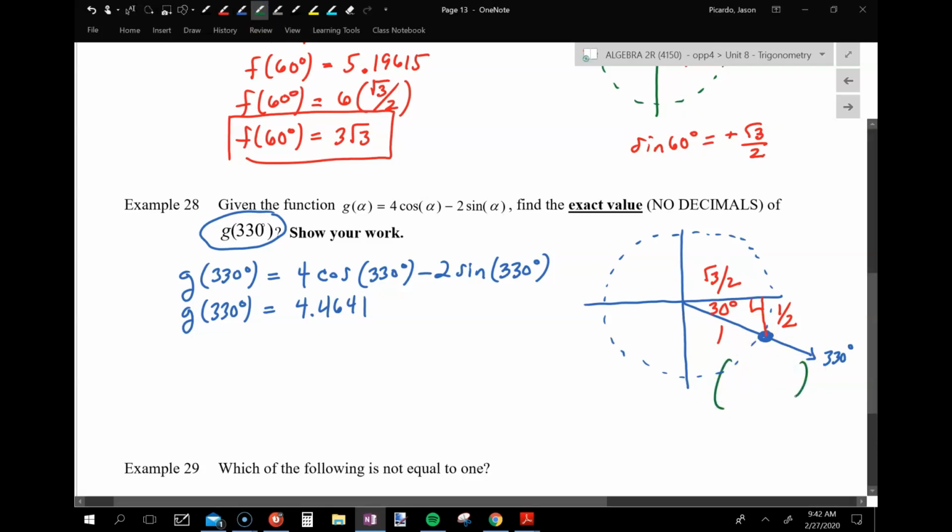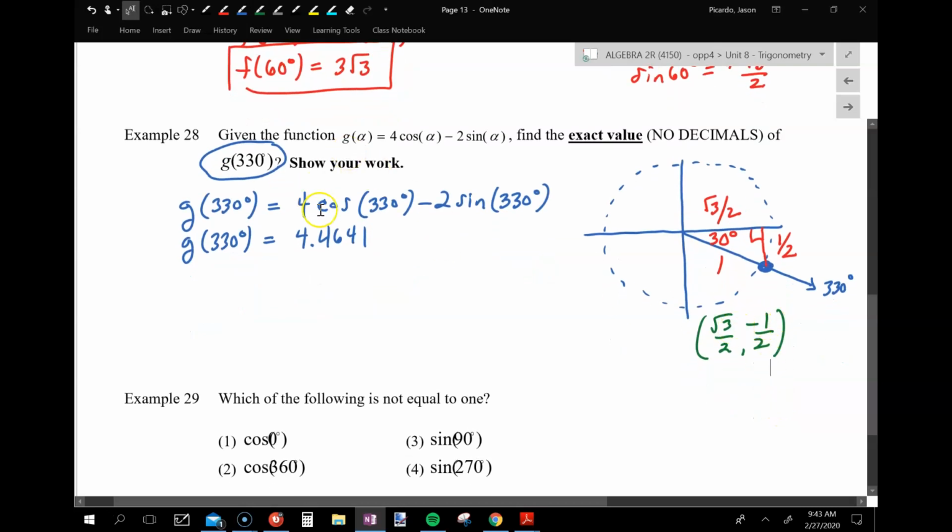So what are the coordinates of my blue point? How do I get there? I move over which way? Right radical 3/2, okay, so that's the x value. And not negative 1/2, because I had to go down, right? Which of those goes where? Which of these is the cosine and which of these is the sine? Cos is the x, sine is the y, right? So if we actually get the exact value, it's going to be 4 times the cosine value. So this is the cosine value and this is the sine value.